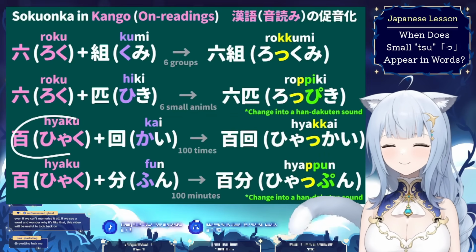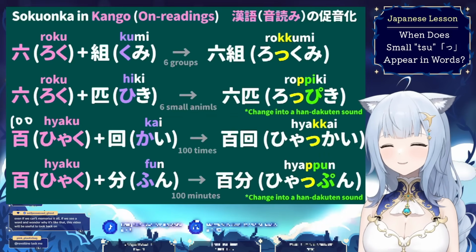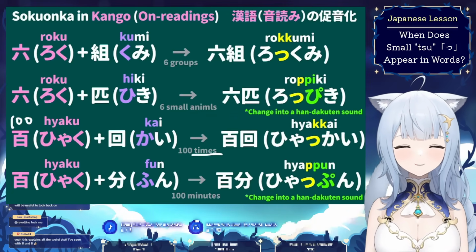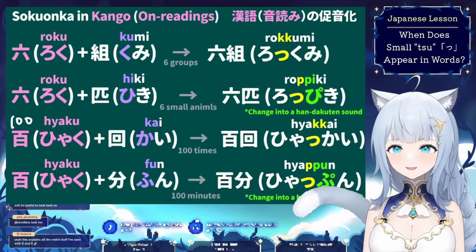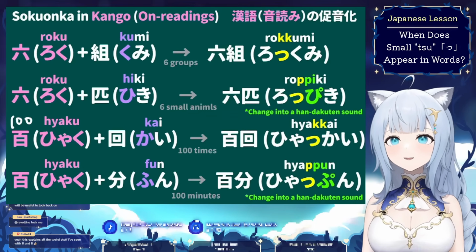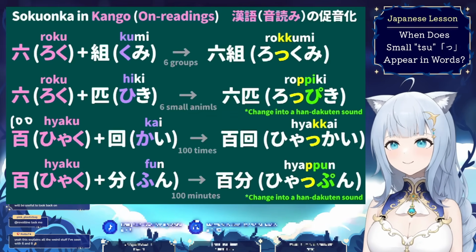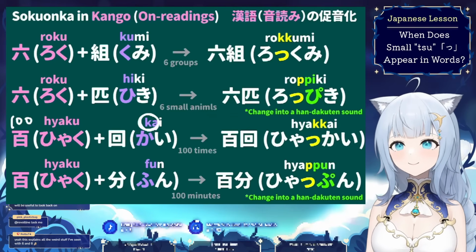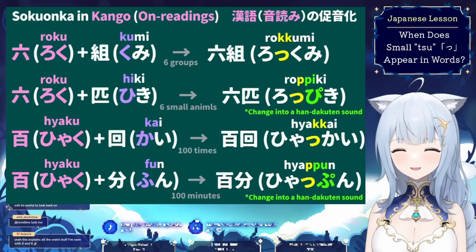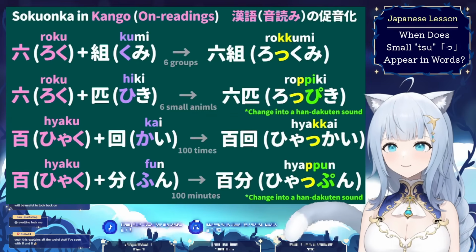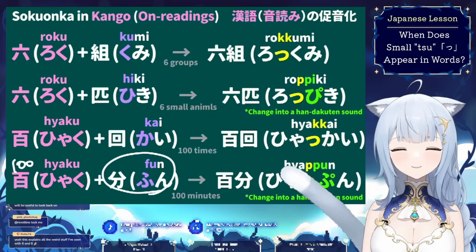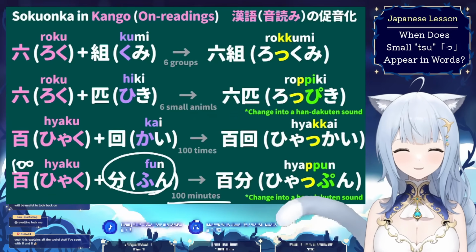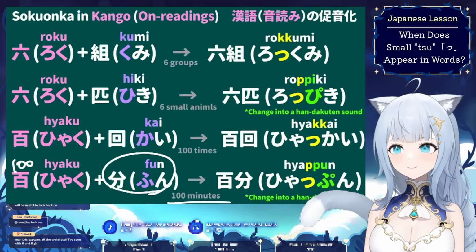And 100 is 100. And kai means times. So 100 回 is 100 times. It's not hyakukai, because 100 plus K column gives 100回. And the last one, 100 plus 分, which means minute. So 100 minutes is 100分.